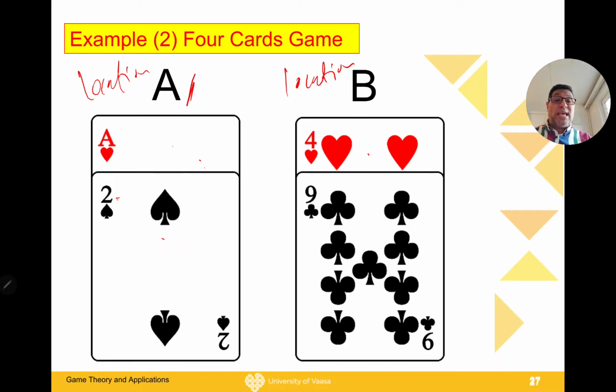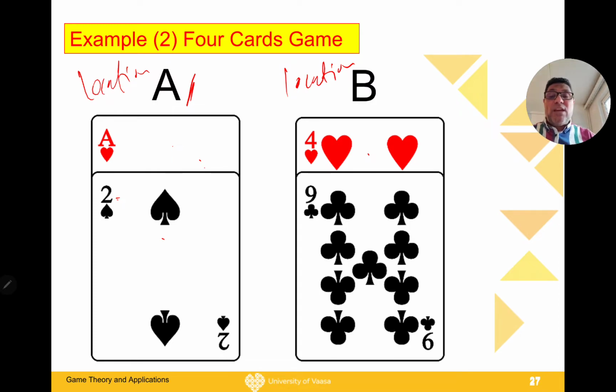Then player 1 comes again to play. So the game is based on the first player selecting the location and drawing one or two cards, and then player 2 selects a location where there are still cards and draws one or two cards, and then player 1 plays again. The loser is the one who draws the last card. So the last card is the loser.